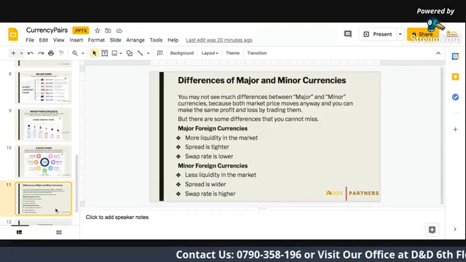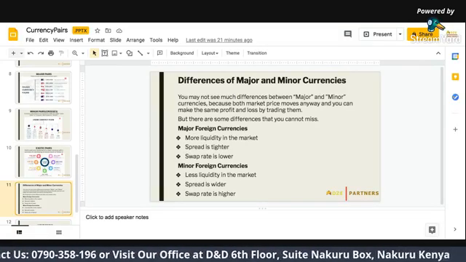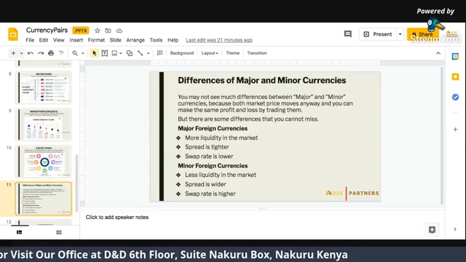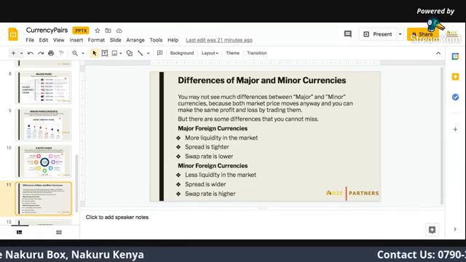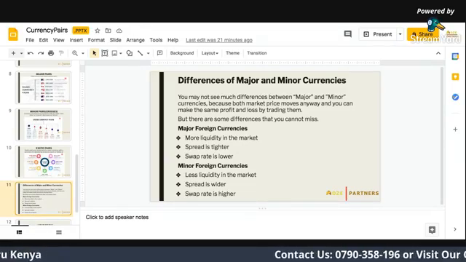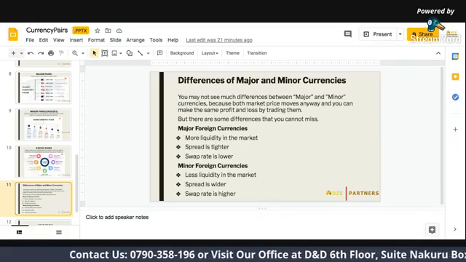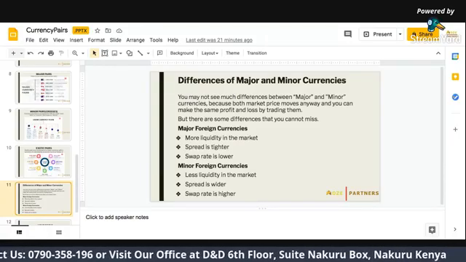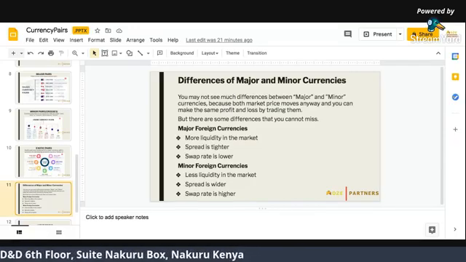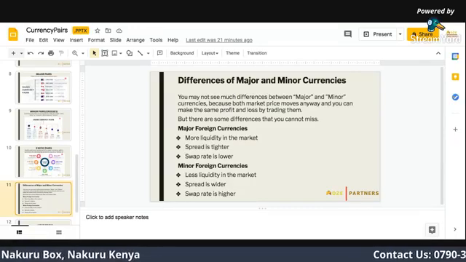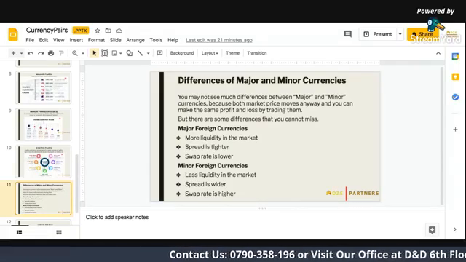So let's look at the differences between major and minor currencies, and why we choose a particular major or minor currency pair. It is difficult to see a major difference between the minor and the major currencies because the market is always moving on a daily basis. So it's very difficult to see a difference.